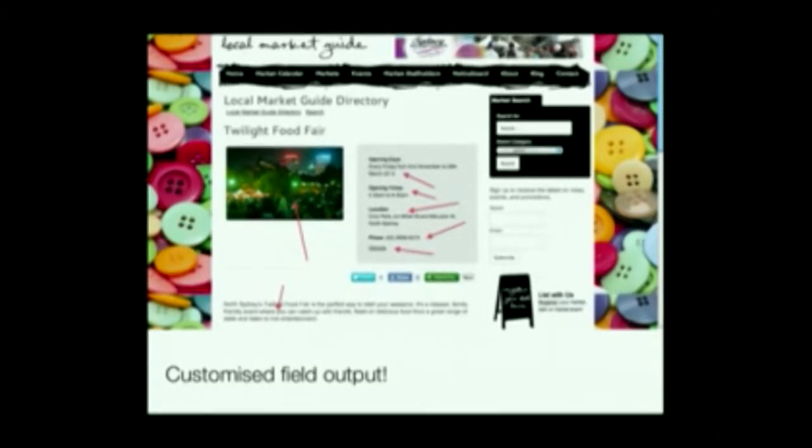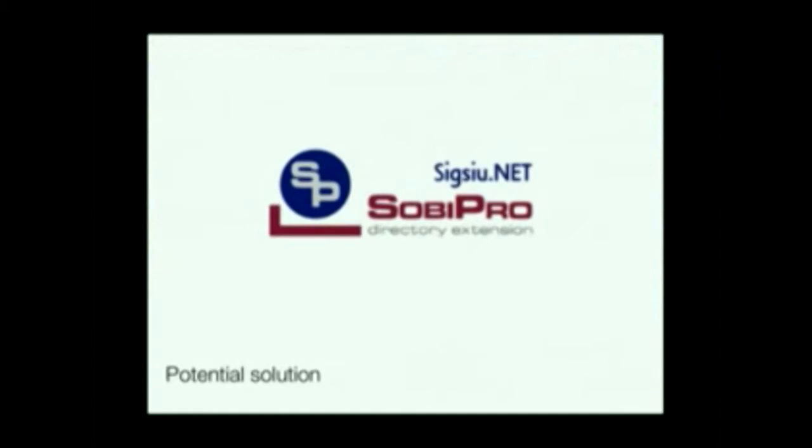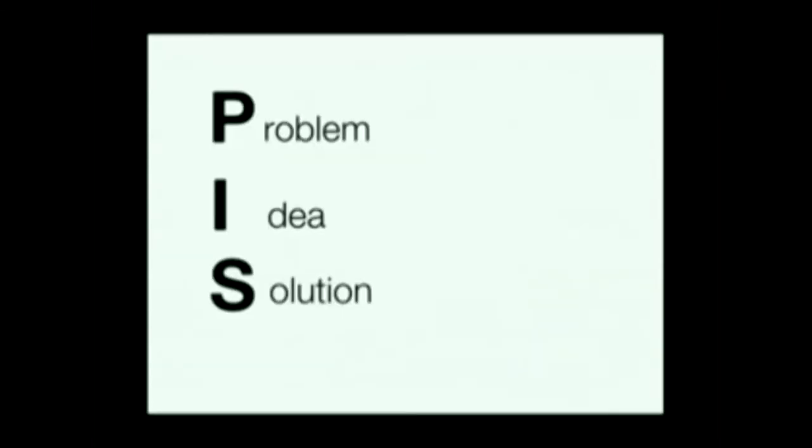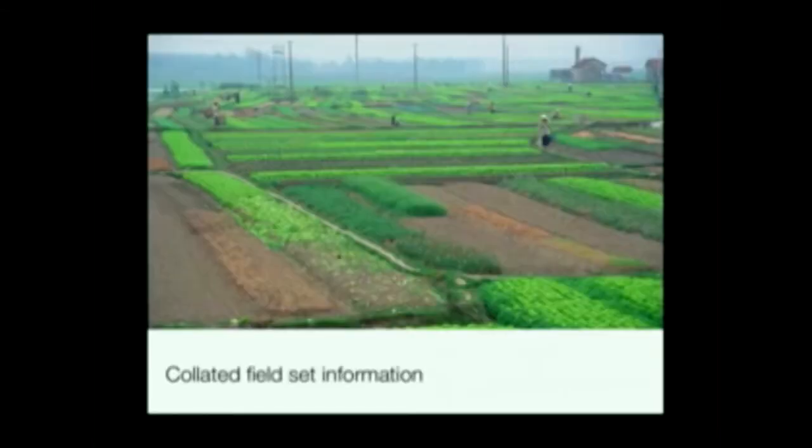And we proposed the idea to him. And we told him, SOBIPro. SOBIPro is the way to go. We played around with a couple of the custom fields, started with some of the layouts. It was turning out to be a really cool solution. So we have the problem, idea, and then the solution. What was the solution? We collated all of his fields and information sets, which was absolutely massive, and I'll actually show you that in a minute, and how we managed it.